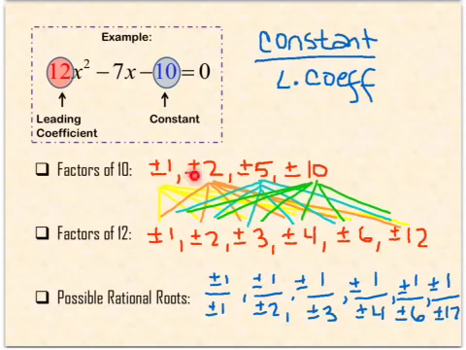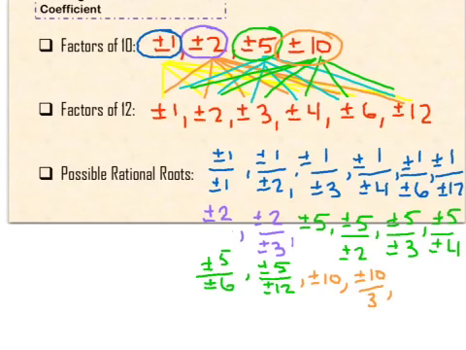Now, plus or minus 2 over plus or minus 4, again, is the same as plus or minus 1 over plus or minus 2, so I don't need to write that one again, okay? Plus or minus 2 over plus or minus 6 is the same as plus or minus 1/3, all right? So anytime you have duplicates, you don't need to write those. So that makes our list even smaller. So here's our entire list of possible rational roots with no repeats.